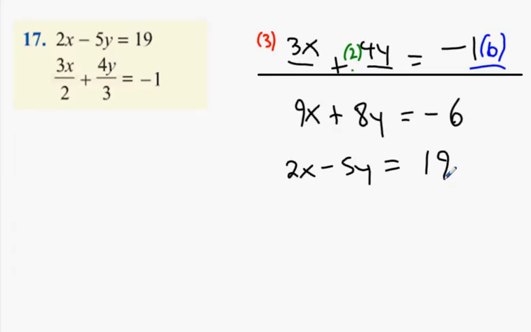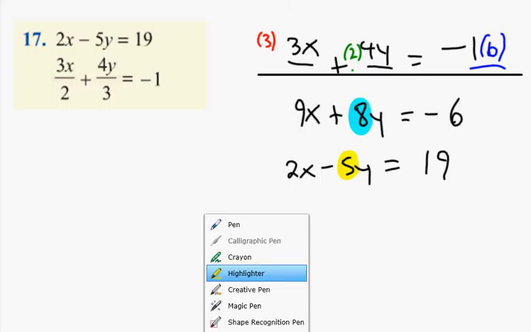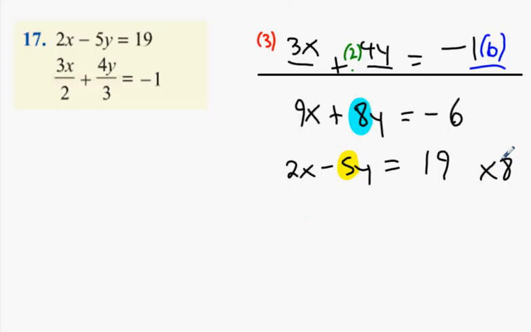Which letter would you like to get rid of? We're going to get rid of y's, aren't we? Or we can do either. Yeah. So, let's choose y's. 8y and 5y. What number will 8 and 5 divide into? 40. If you aren't sure, just look at the numbers that come in front. Multiply the top one by 5 and the bottom one by 8. And you'll see they'll end up as the same number.